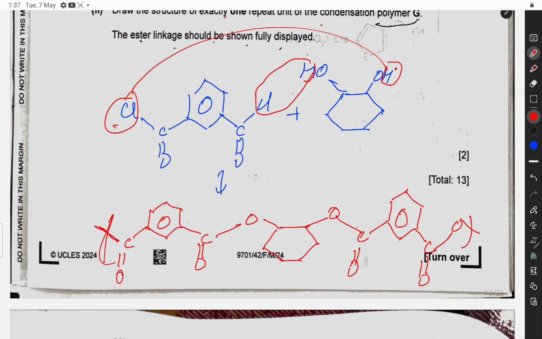C double bond O, then C double bond O. This is going to remove the Cl by joining this O, and this is one repeat unit and this is another repeat unit. This is C double bond O, again repeat the same. This is again O, like this.